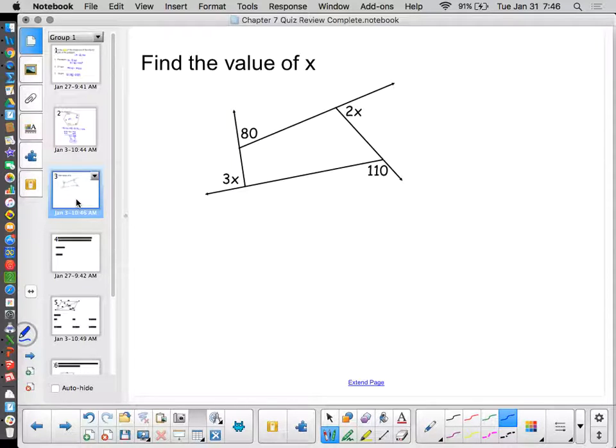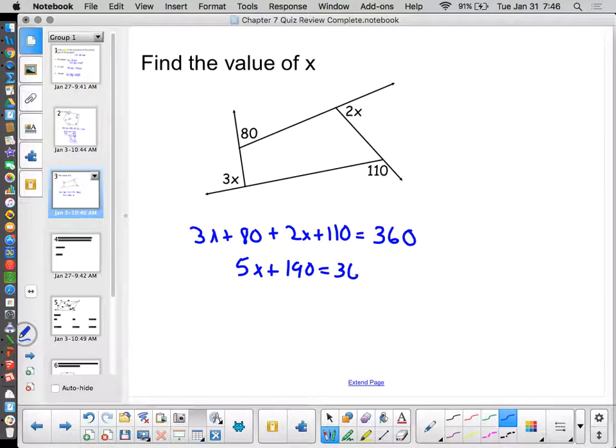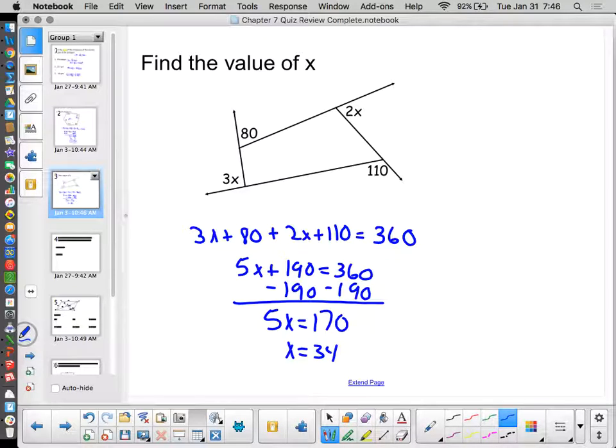So again, I set up a really simple equation. 3x plus 80 plus 2x plus 110 has to equal 360. So 5x plus 190 equals 360. Do the algebra. 5x equals 170. So x is 34. I think. Yeah. I know some of you are looking at me like, how do you do that? How do you get 34 so fast without a calculator?